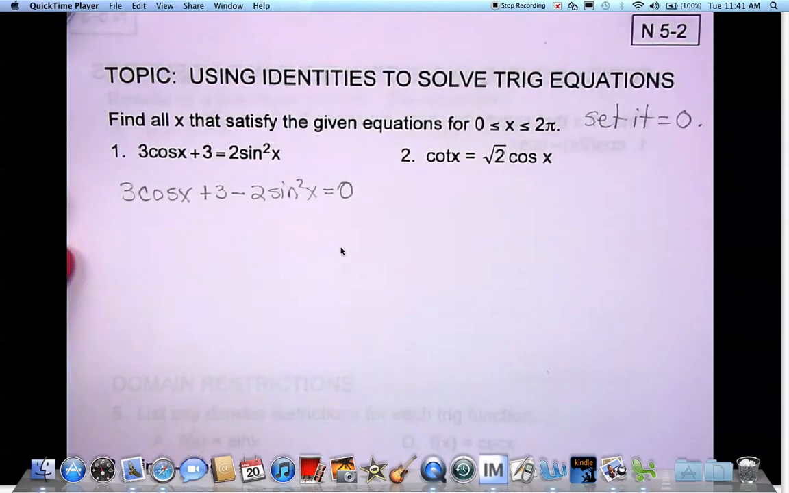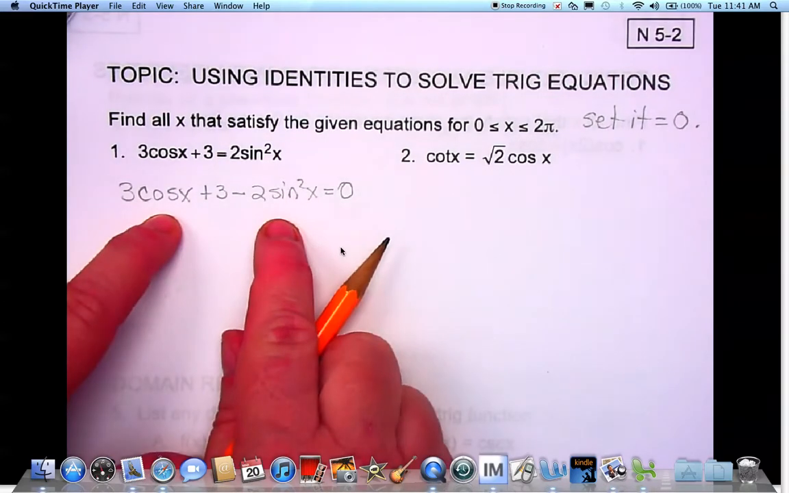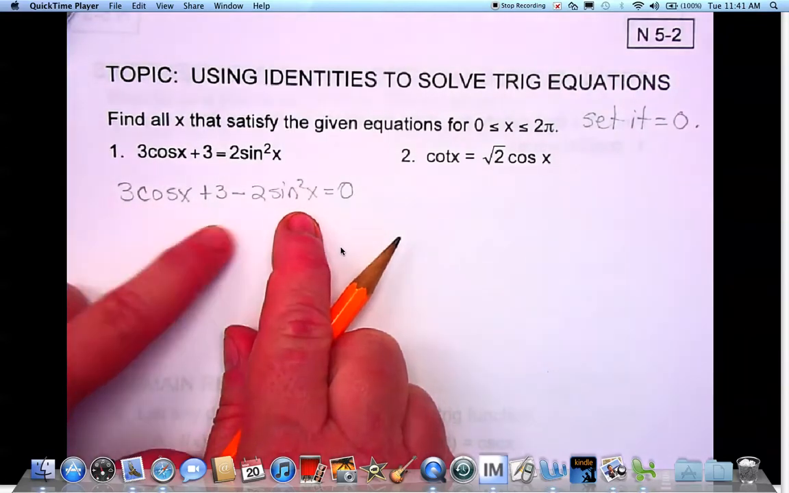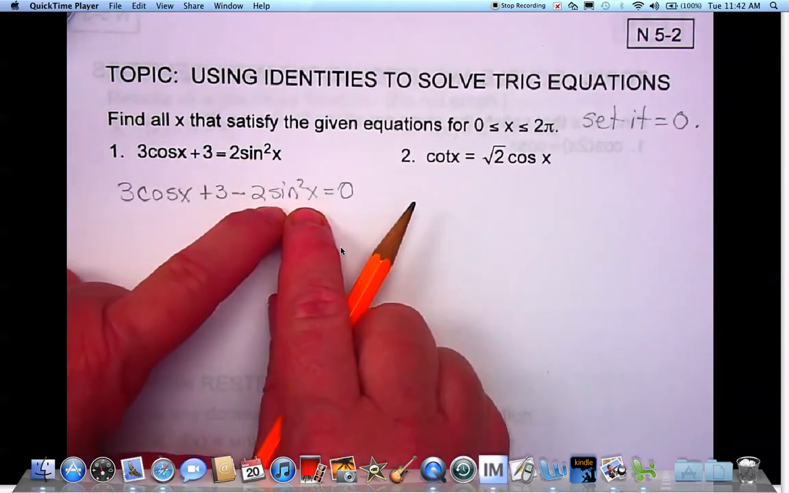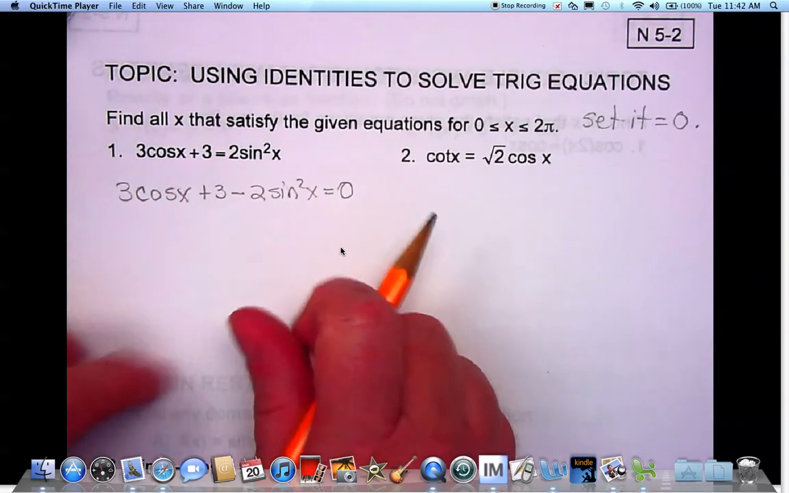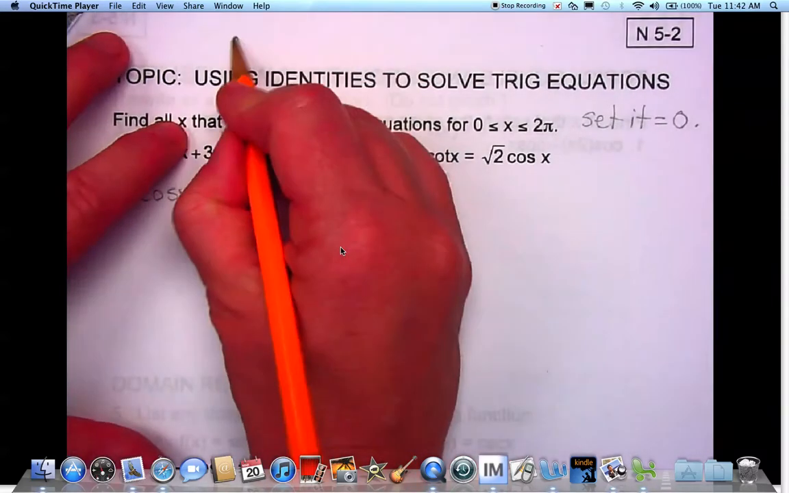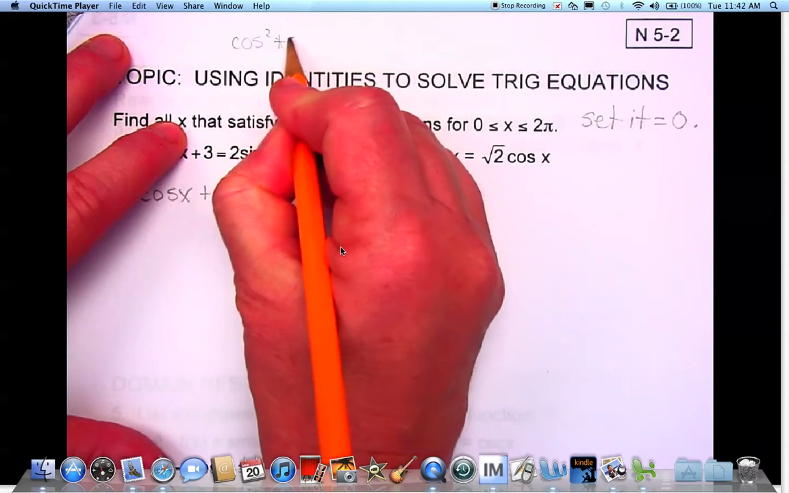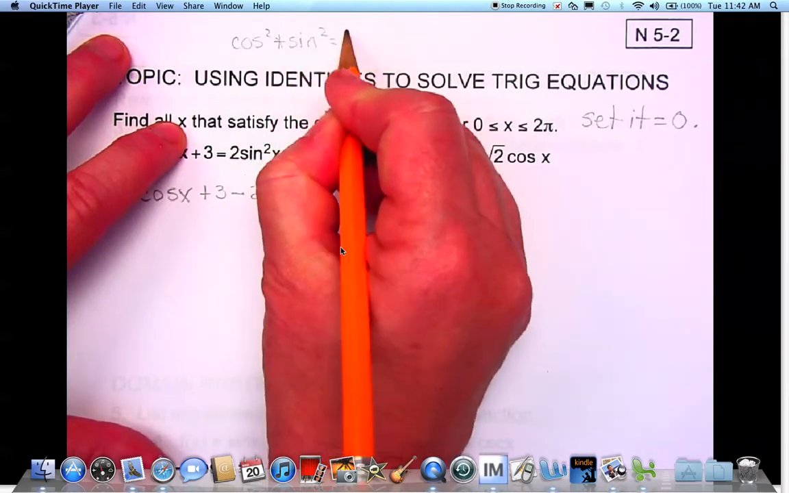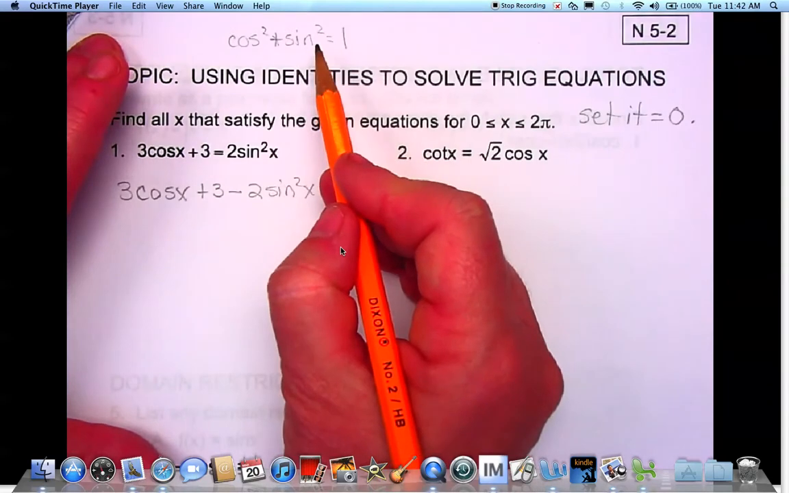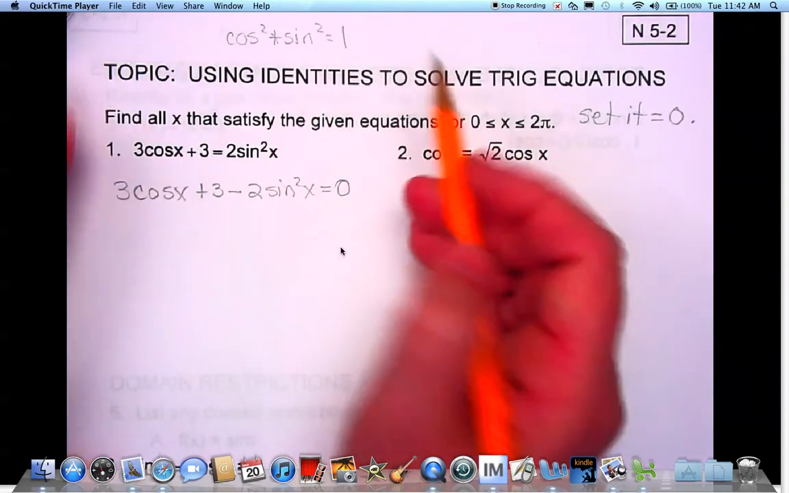Can we rearrange it? Well, it's sine and cosine, so we can't really factor that. So what's the identity for sine squared x? 1 minus cosine squared x. Remember, cosine squared x plus sine squared x equals 1. That's the one we're using. So sine squared x would equal 1 minus cosine squared x.